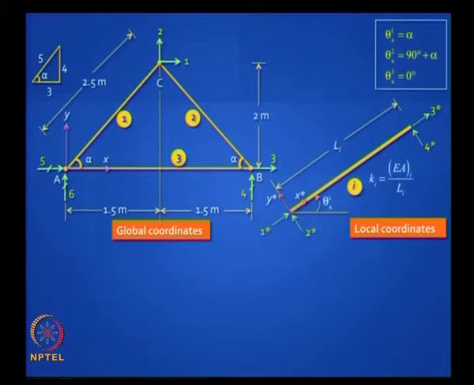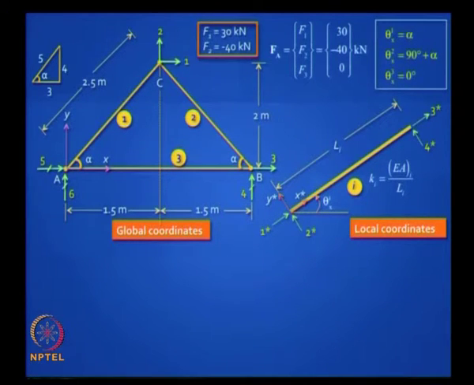Now what do? Write down your TD matrix. How would you do that? Can you tell me what is a TD matrix for an inclined truss element? Cos. There you are. So your loads are given in this problem. F1 is 30 kilonewton, F2 is minus 40.